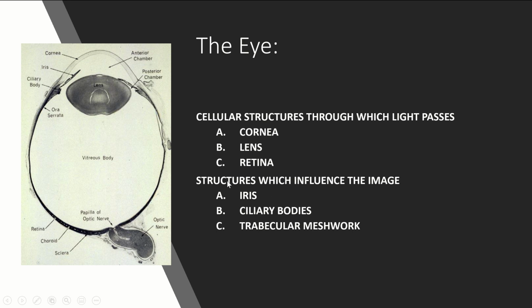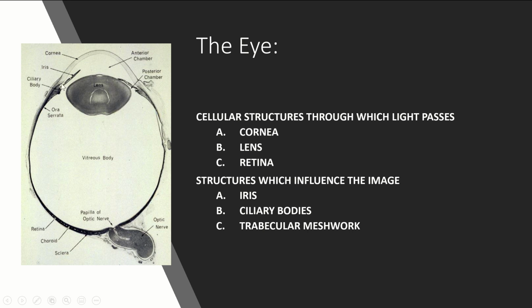Other structures that light doesn't pass through but still influence the image are the iris of your eye. So the iris is kind of like the shutter. It's the colored part of your eye. That's the part that's going to get bigger and smaller to allow more light in or less light. So that's that colored circle in your eye. The ciliary bodies are out here. We'll talk more about them, but what that's going to do is change the shape of the lens.